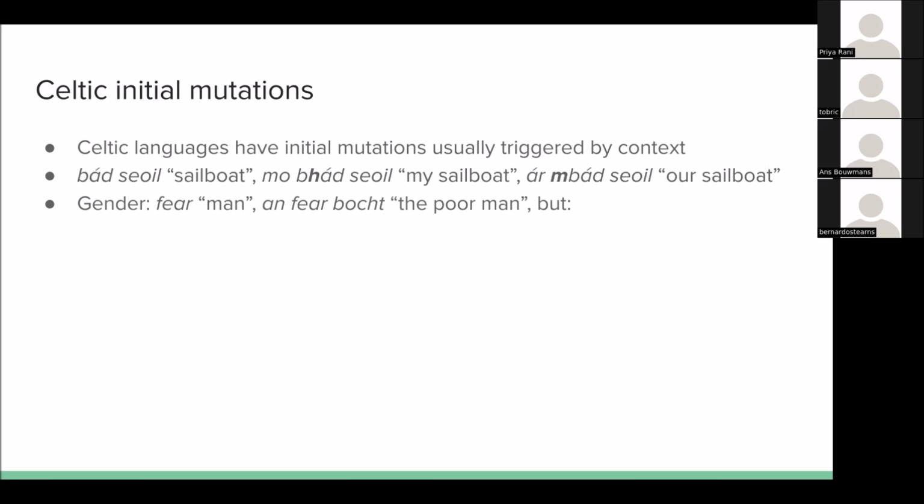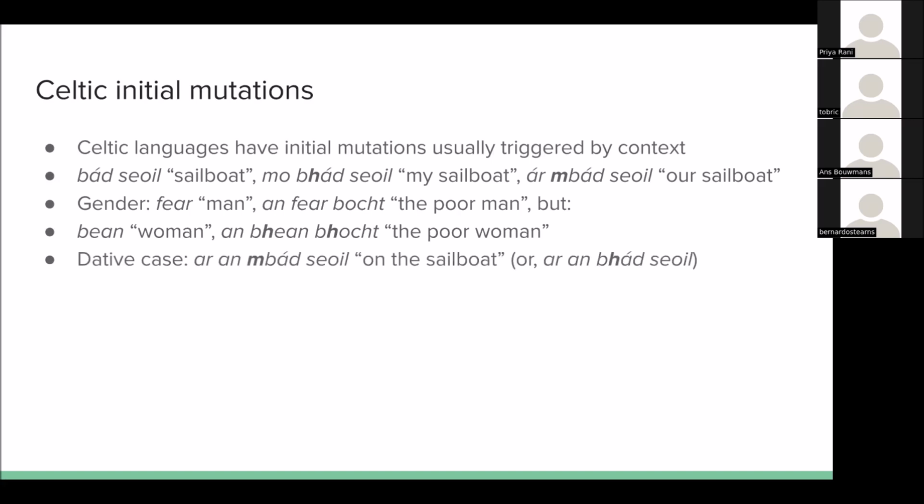Some of them relate to gender, say fear for man. If I want to say the poor man, it's an fear bocht. But if I want to say the poor woman, it's an bhean bhocht. So both the word for woman and the word for poor undergo a change here, and that's related to the gender.